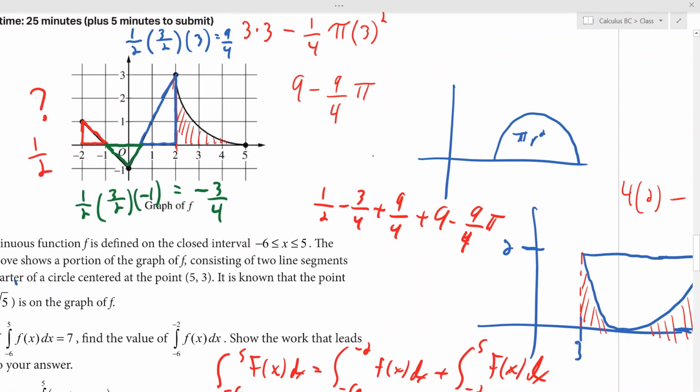So 3/4 and 9/4 are going to make 6/4. These right here, that's really 3/2. So it's really a half plus 3 halves. That's 4 halves. That's 2. Plus 9, that's 11. So it's really 11 minus 9/4 pi.